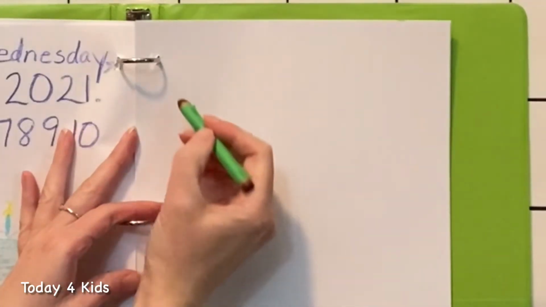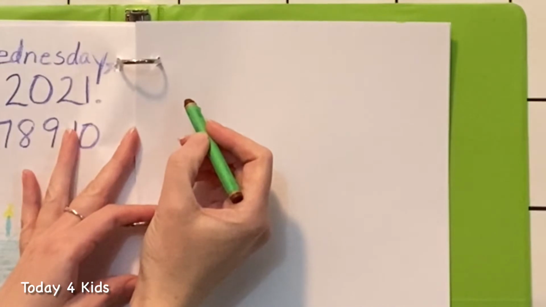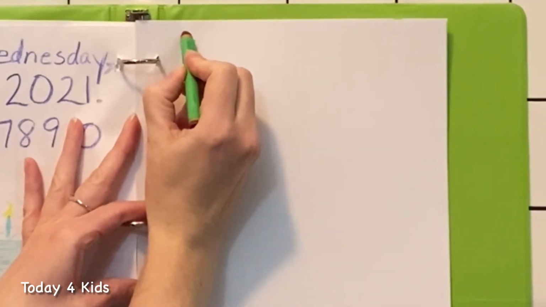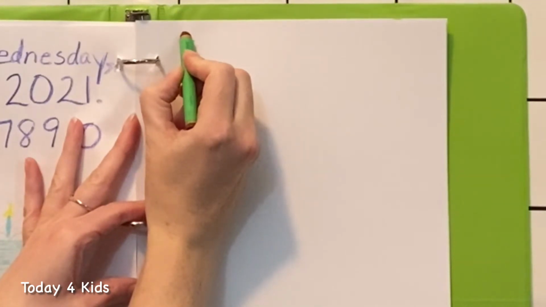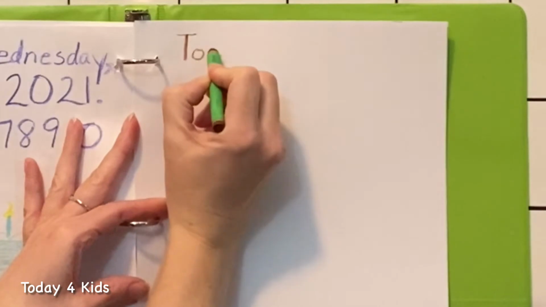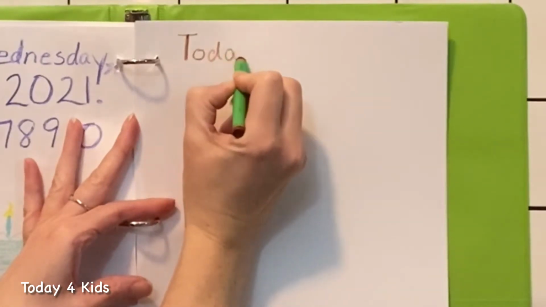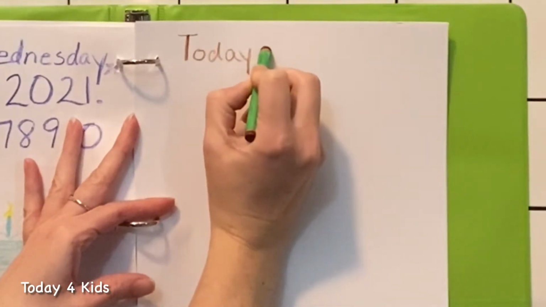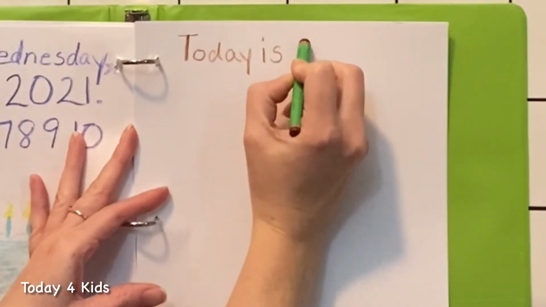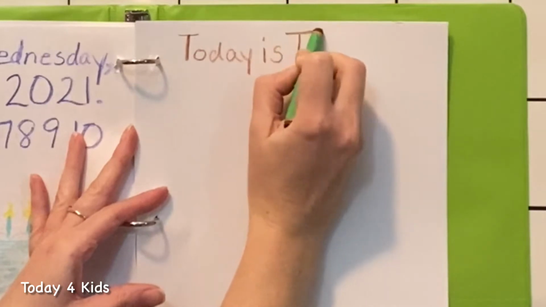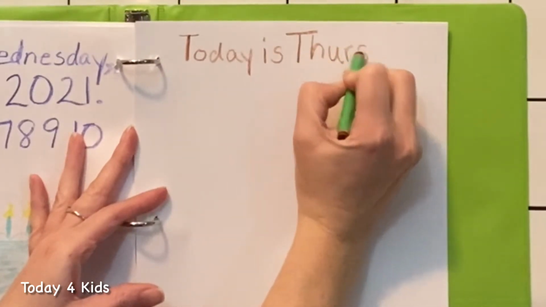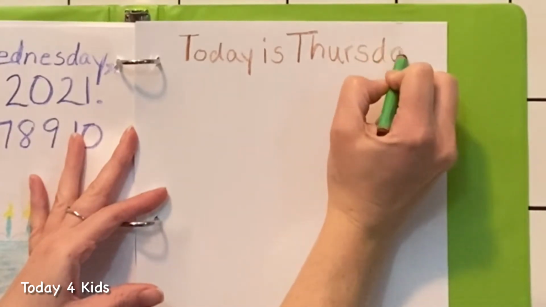We're going to start our sentence with the words today is. And today begins with a capital T because it's the first word in our sentence, and we always capitalize the first word in our sentence. So capital T, O, D, A, Y, and then is, I, S. And next we're going to put the name of the day. So capital T because it's the name of the day, H, U, R, S, D, A, Y.